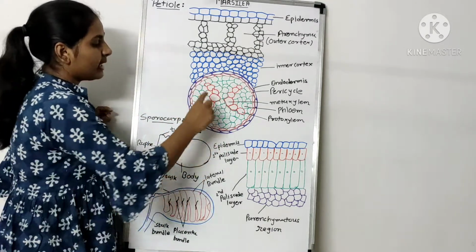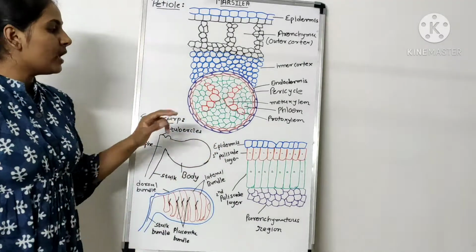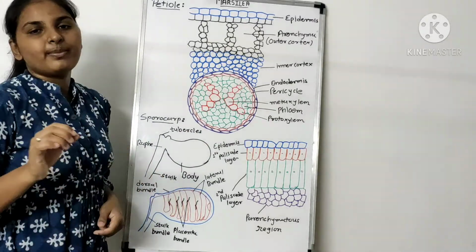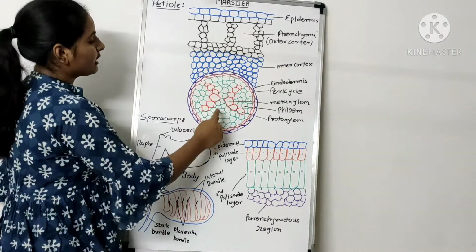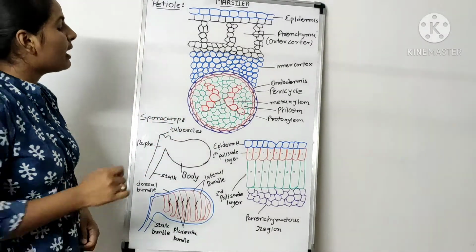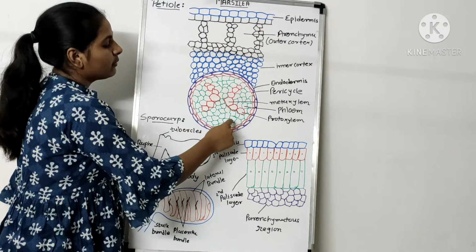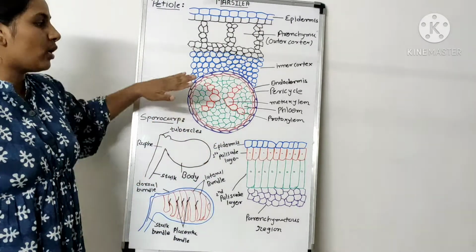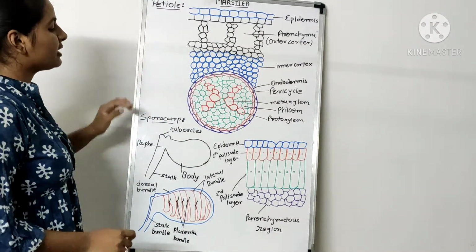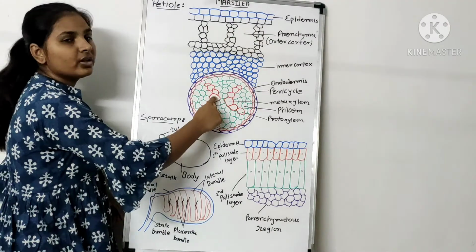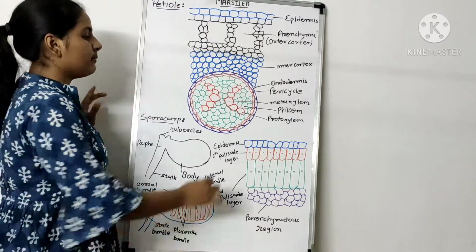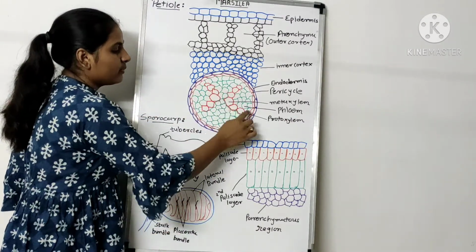In this stele, the xylem is made up of tracheids, and the xylem is surrounded by phloem. This whole green cell region is phloem. So the xylem is surrounded by phloem, and that type of stele is called protostele. The main thing of this petiole is the V-arch shaped xylem. The main thing of petiole anatomy is the V-shaped xylem.